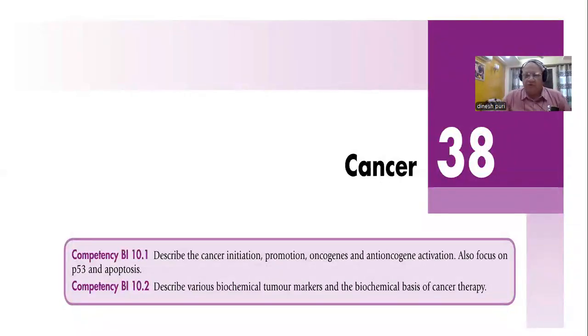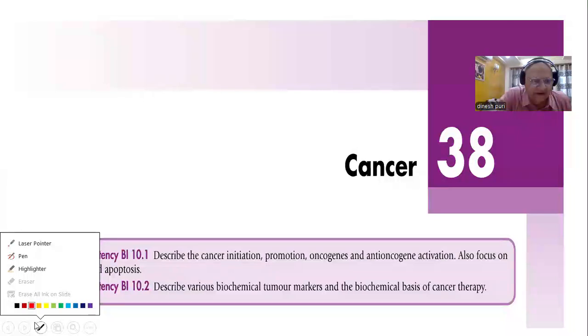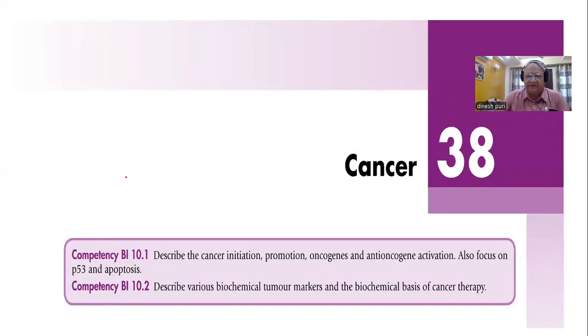So we are going to cover competency 10.1. This is, you can see, about cancer. And today we are going to talk about oncogenes, anti-oncogenes, etc. So we are going to focus on oncogenes, the cancer-producing genes.